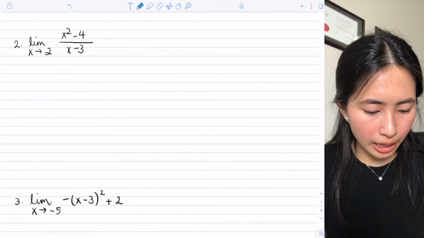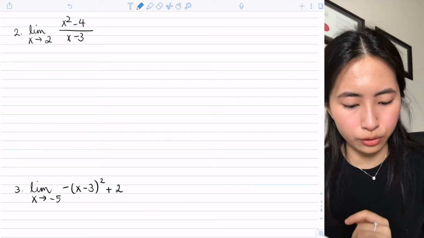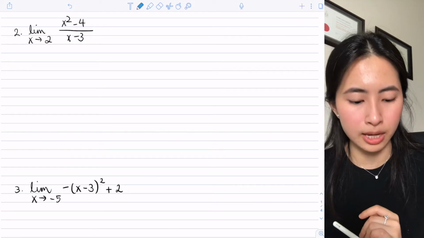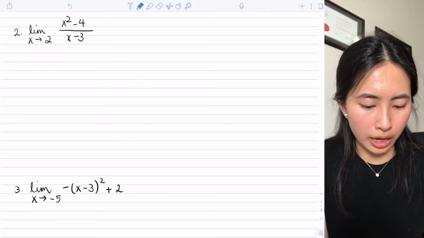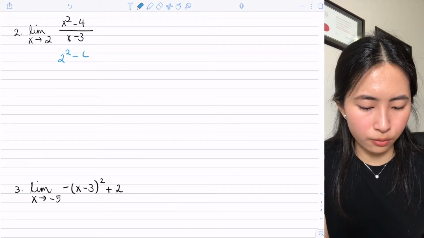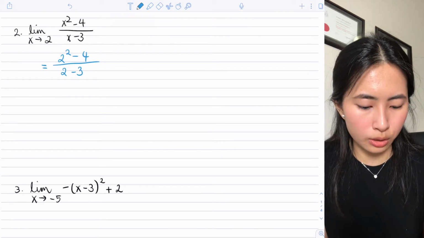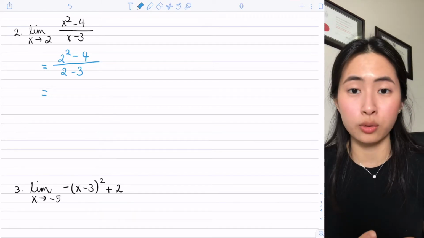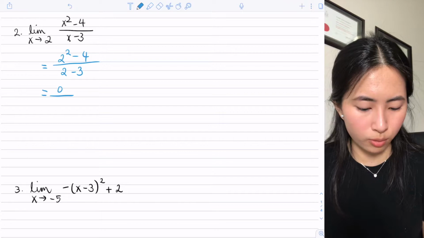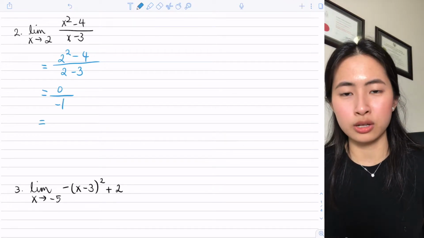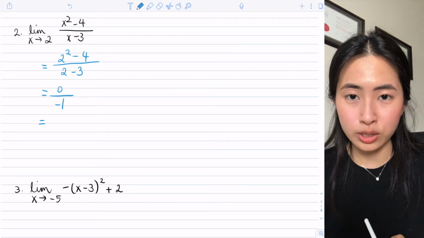So let's take a look at number 2. You have a rational function, x squared minus 4 over x minus 3, and you're supposed to find the limit when x approaches 2. So again, substitution, just plug in 2 into your x, so you would have 2 squared minus 4, all over 2 minus 3. Your numerator would result to 4 minus 4, which is equal to 0, and in your denominator, you would have negative 1, because 2 minus 3 is negative 1. So 0 divided by any number is always going to be 0. Therefore, your limit as x approaches 2 is going to be 0.